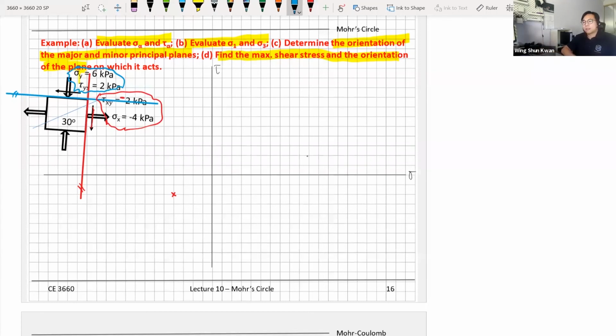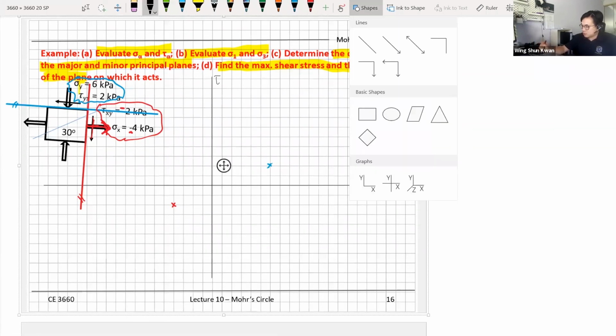And the other point comes from another loading plane. Sorry, one more thing. This is negative, right? Because this is tension. This is going the other way. So this is tension, so negative. And also it's clockwise, so that's why it's negative shear stress. The other one has a positive normal stress because it's compression. And the shear stress created from the moment is anti-clockwise, so it's positive. So we have +6 and +2 right there. So those are the two points that we have, such that we can form the Mohr's Circle.